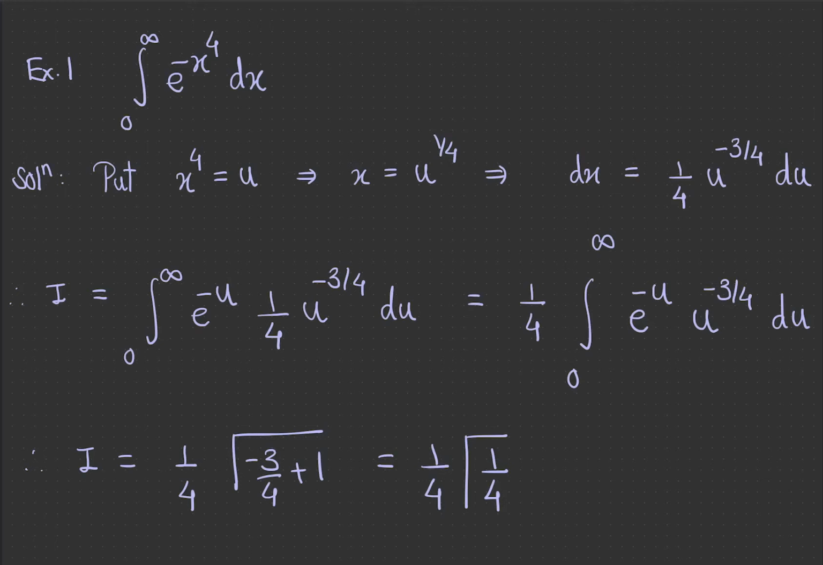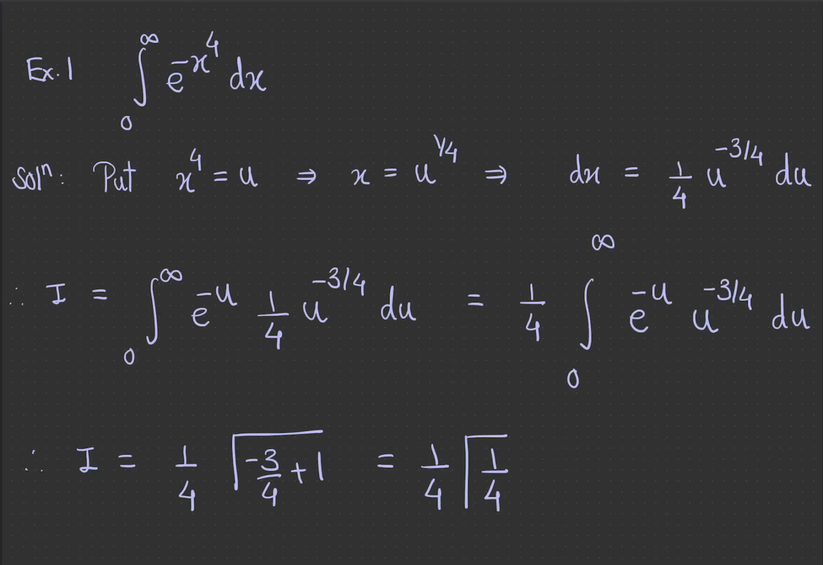Also when x is 0, u becomes 0, and when x is infinity, u becomes infinity. So the limits remain the same. Therefore this integration becomes I equal to integration 0 to infinity e raised to minus u, since x raised to 4 is u, into dx. Now dx is 1 by 4 u raised to minus 3 by 4 du. Since 1 by 4 is constant, we will take it common.